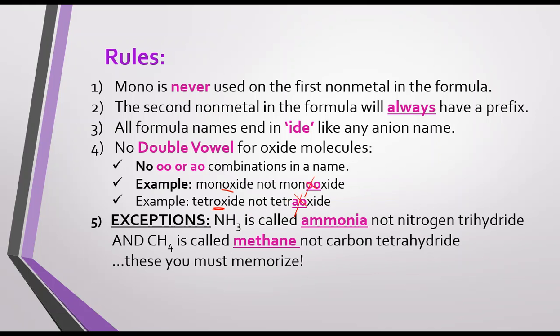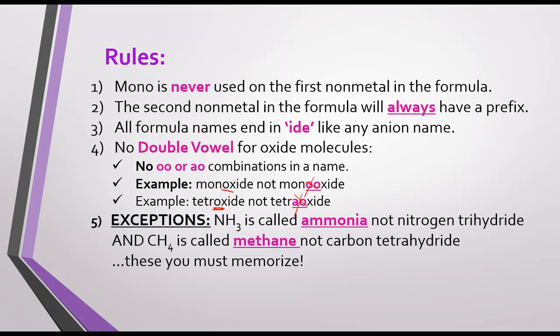Exceptions, NH3. We don't call that nitrogen trihydride, even though that's the technical IUPAC name for it. Nobody calls it that. Everybody calls it ammonia. This is the chemical that's in Windex and stuff. It's a cleaning agent. Ammonia is NH3, just like ammonium was NH4 plus, they're kind of derivatives of each other. When you see NH3, don't name it nitrogen trihydride, name it ammonia.